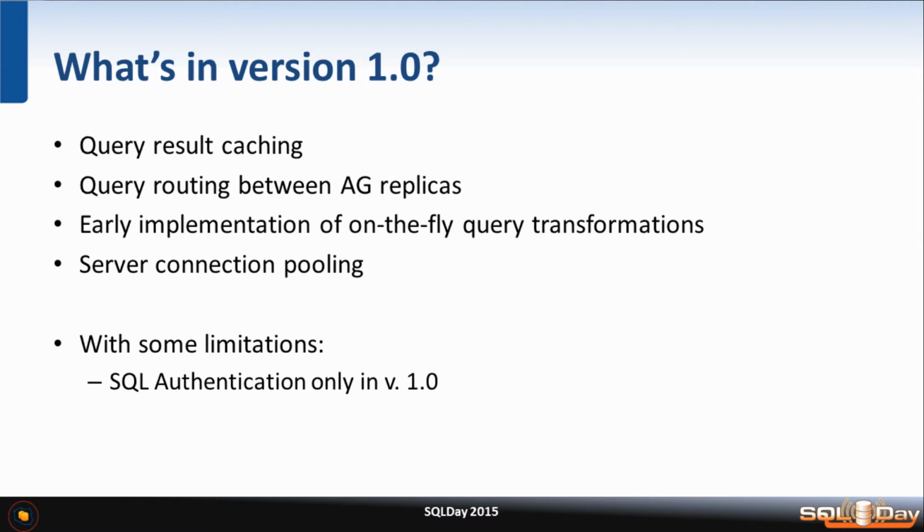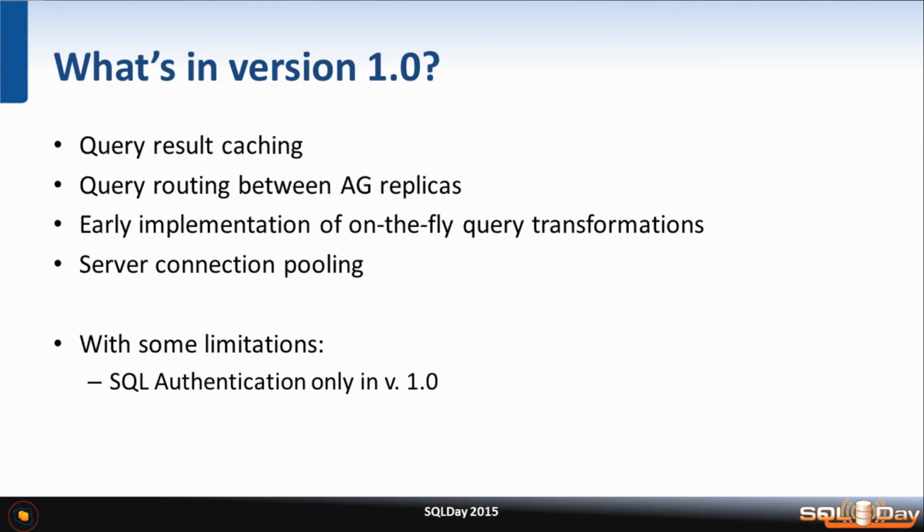So what's in version 1.0? We're actually not on 1.0 quite yet, but getting close to it. In terms of functionality, SQLProxy 1.0 has query results caching that I've just shown you. Query routing between availability group replicas for offloading to your readable secondaries. And it has an early implementation, I said early because I'm not particularly happy with how it works and I want to improve that, of on-the-fly query transformations.